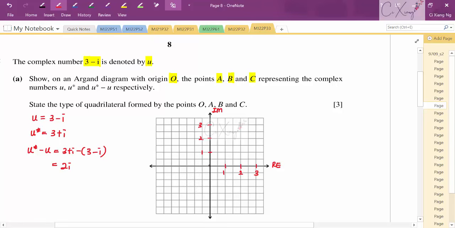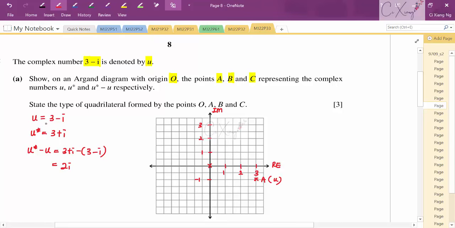Okay, so I start plotting the graph. The origin means 0 and 0. When u is 3 minus i, 3 minus i means that u should be here. I can plot it as point A, but it is actually a complex number u.